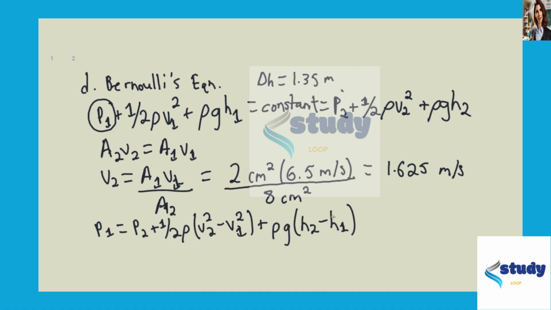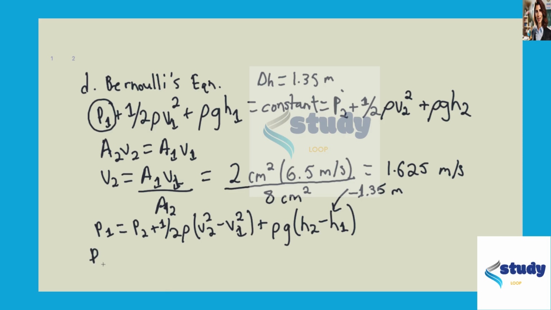Now, notice that the second section of the pipe is actually lower than the first section of the pipe, which means that this term right here is going to actually be negative 1.35 meters. So this is extremely important. You have to recognize that the second section is lower than the first section, which means that the difference in this scenario is going to be negative 1.35 meters instead of a positive 1.35 meters.